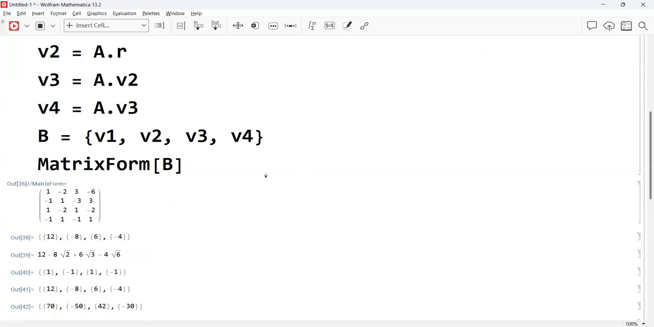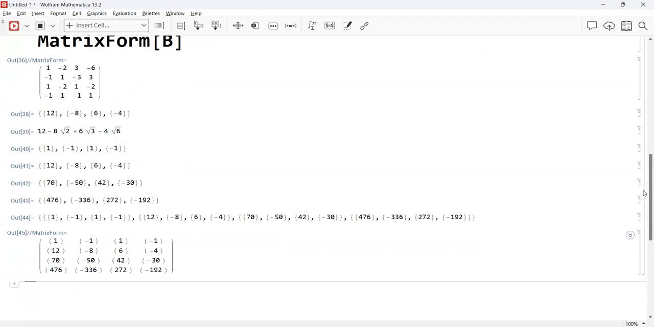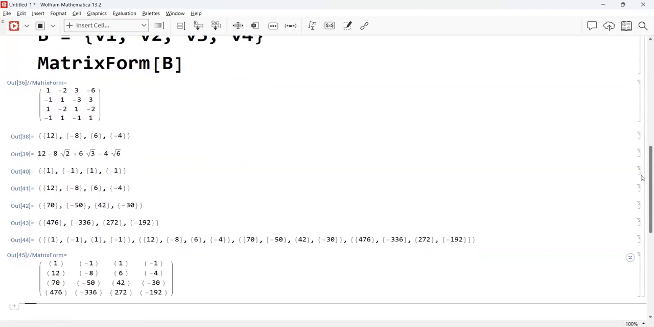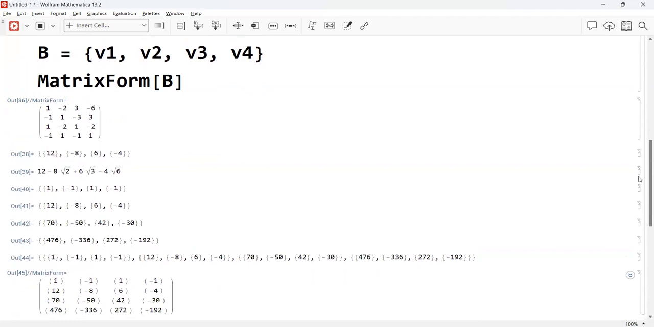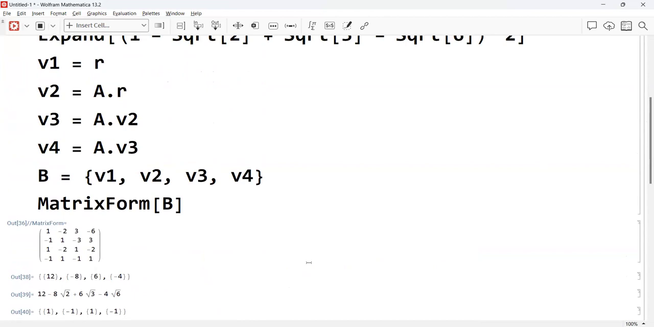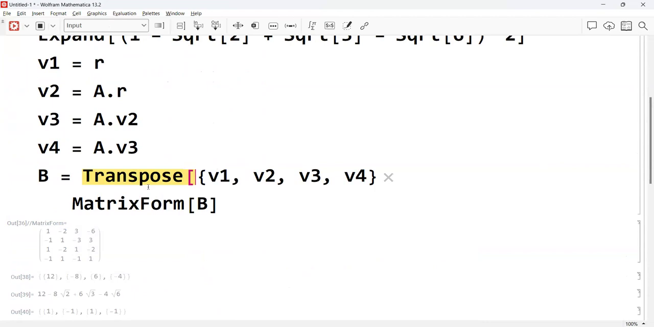And if I scroll down, it's got things in parentheses, so I'm a little worried about whether it's properly viewing things. But this isn't quite the matrix I want. What do I need to do to this matrix? Take the transpose. Okay, so I can easily do transpose. I'll take the transpose of this, and I'll call that B.